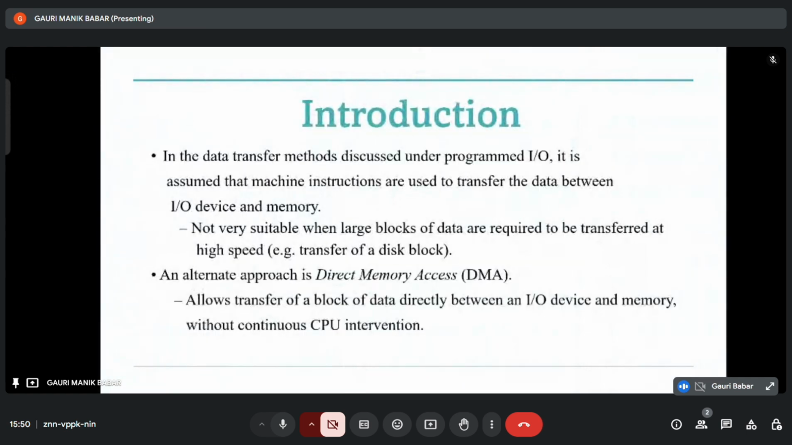So let us see some introduction about DMA. In the data transfer methods discussed under program IO, it is assumed that machine instructions are used to transfer the data between IO devices and memory. This is not very suitable when large blocks of data are required to be transferred at a high speed. An alternate approach is direct memory access. It allows the transfer of a block of data directly between IO devices and memory without continuous CPU intervention.